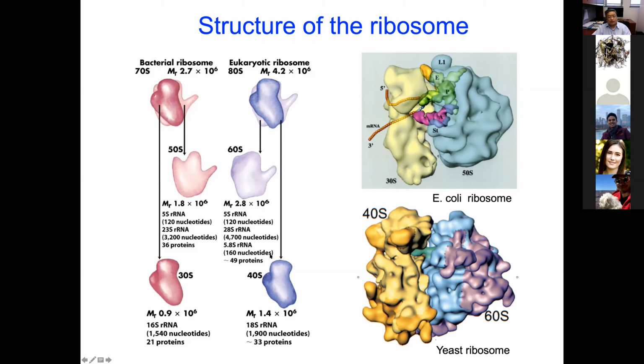So I will not get into the details of the large subunit, but similarly, it contains multiple proteins and some very large, very important ribosomal RNA molecules. For example, in the 80S ribosome, the 60S subunit contains the 4,700 nucleotide 28S ribosomal RNA, which corresponds to the 23S ribosomal RNA. And the small subunit contains the 18S ribosomal RNA, which is almost 2,000 nucleotides and corresponds to the 16S ribosomal RNA.